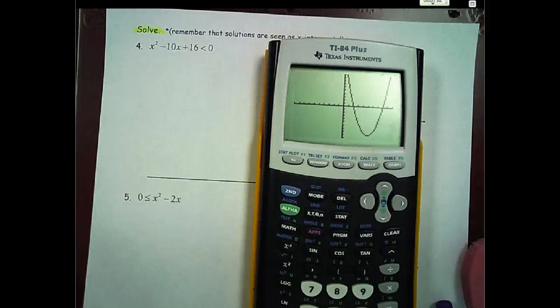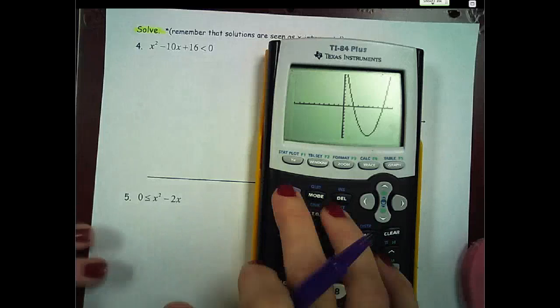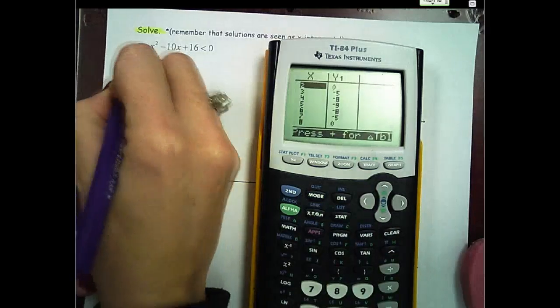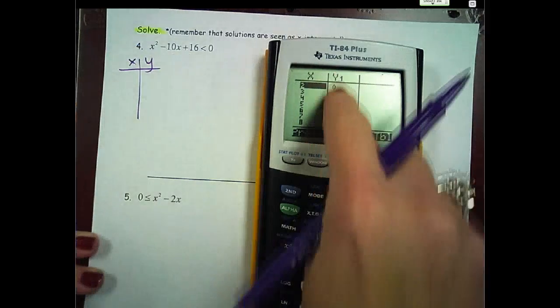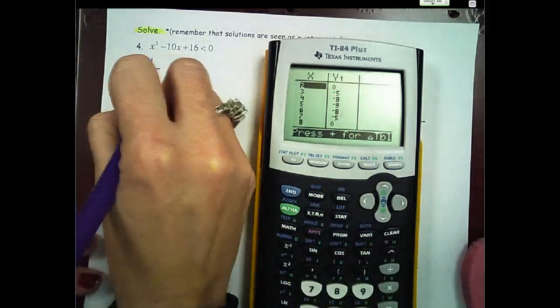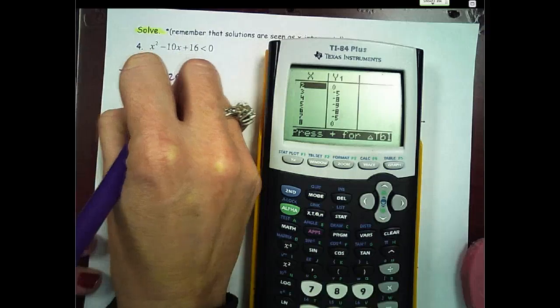The answers are perfect on this one, which makes it easy. Looks like they are 2 and 8. So go to your table. Go to your table and write down 4. There they are. And write down 4 answers. Be sure to label zeros and vertex.